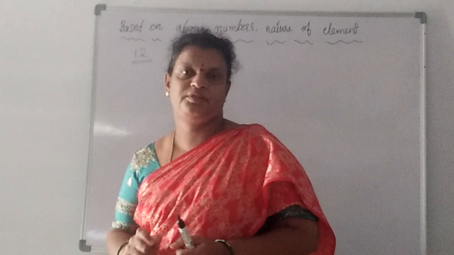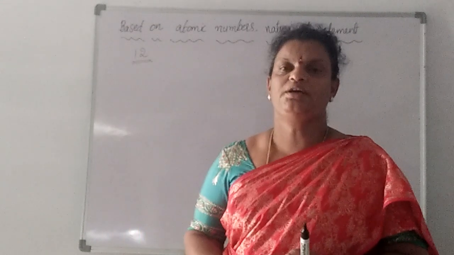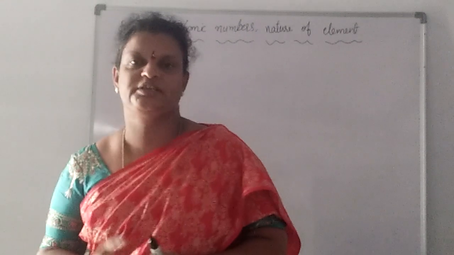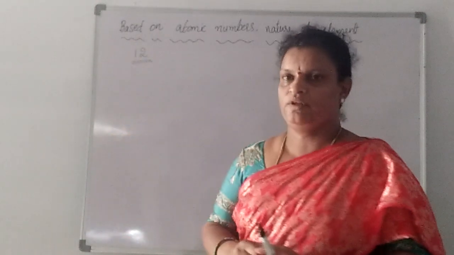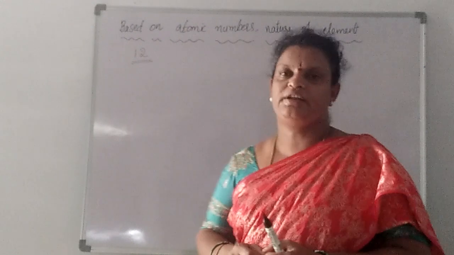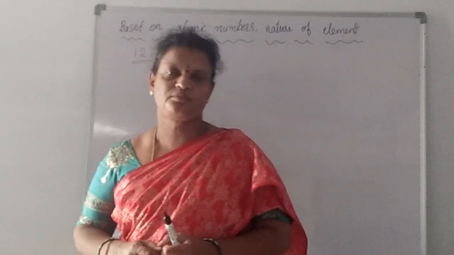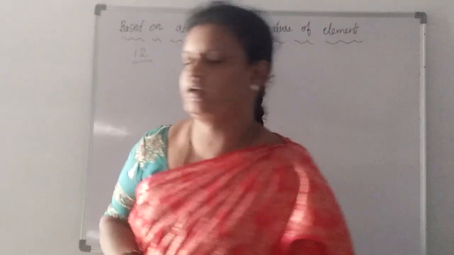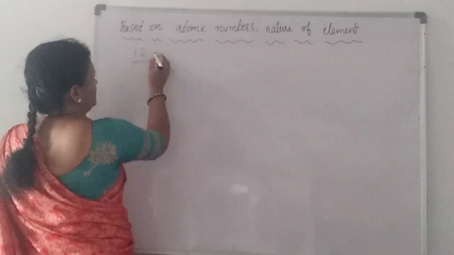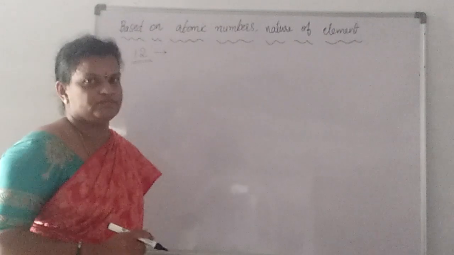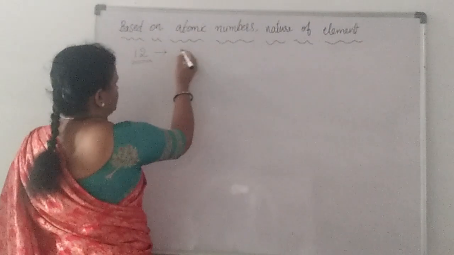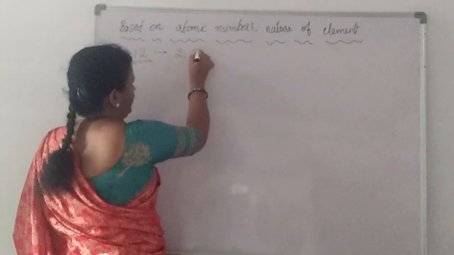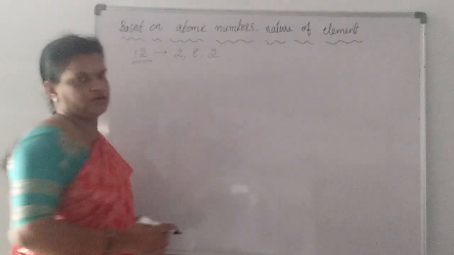Otherwise, if you want to write in the NLX method, what do we have to write? Shell number, subshell value, azimuthal quantum number value, then the number of electrons present in that particular subshell, right? So we'll see some examples of NLX and the shell method, and along with that we'll see the nature of the element. So this element, atomic number 12, has the configuration: first shell 2 electrons, second shell 8 electrons, third shell 2 electrons.